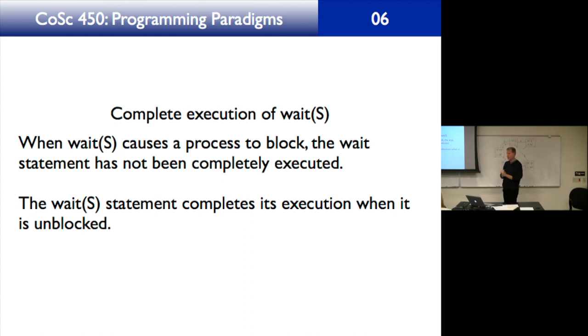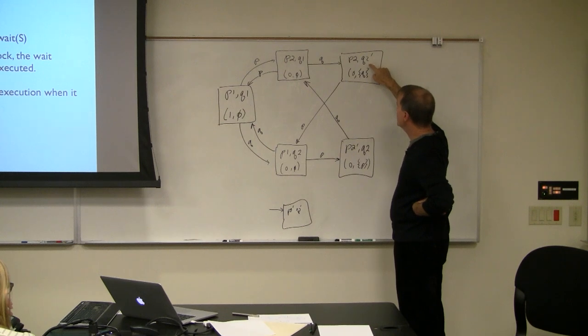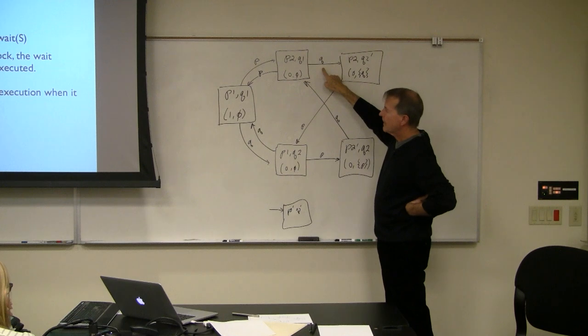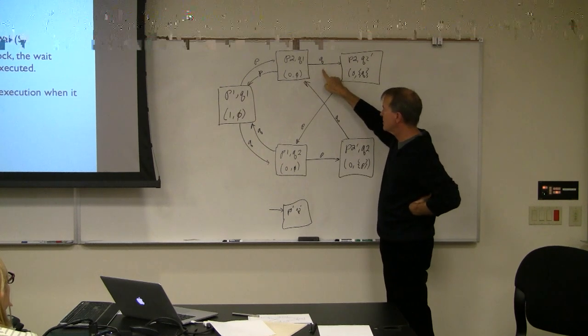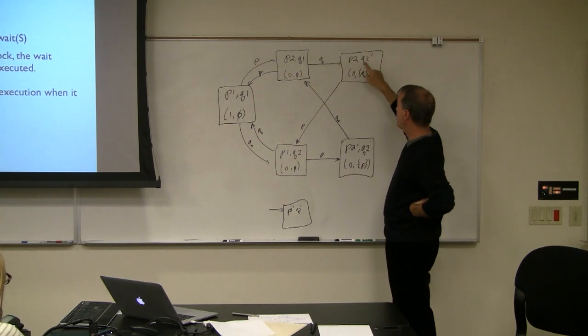Now here comes something that's really tricky. Our author does not explain it this way, but I found that in order to understand the logic of reasoning with semaphores, we have to understand what we mean by complete execution of wait S. Now look, and here's the point. When wait S causes a process to block, the wait statement has not been completely executed. Because, look, why is there a Q2 prime here? Because what did Q execute here? Which statement did it execute when it went from here to here? What is the statement Q1? It's wait. So Q1 executed that wait statement to get to here.